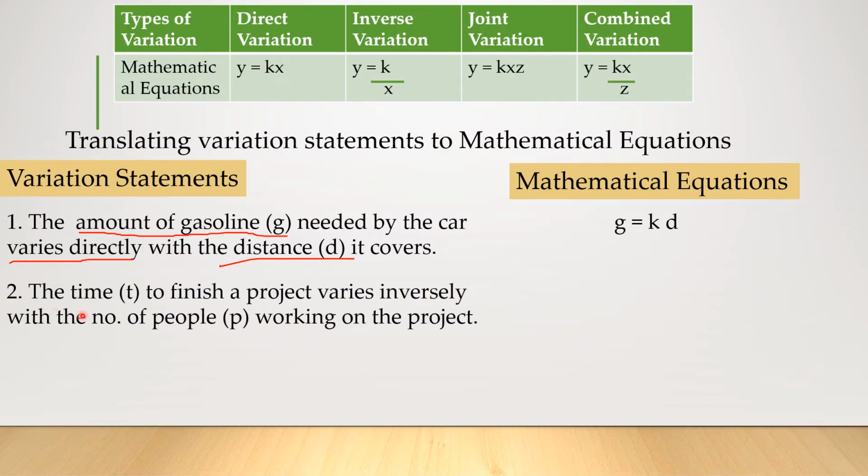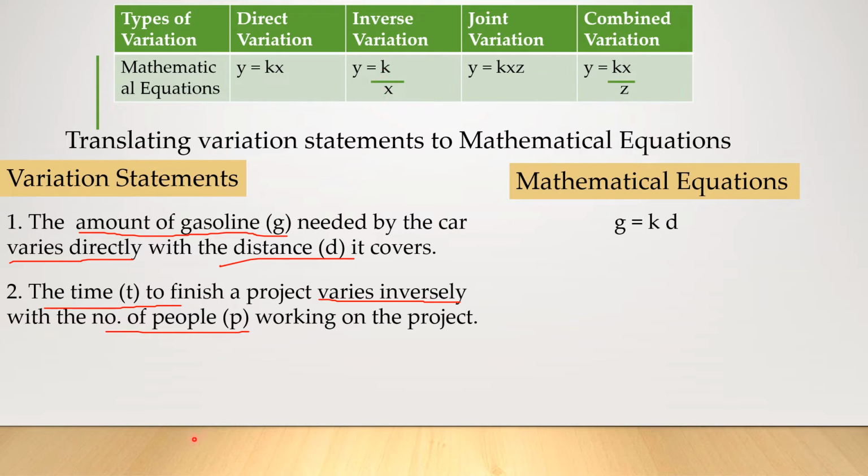Next, the time T to finish a project varies inversely with the number of people working on the project. So again, let's identify how many quantities here. We have the time and the number of people working. So again, there are two quantities here. And the type of variation is varies inversely, which means inverse variation.